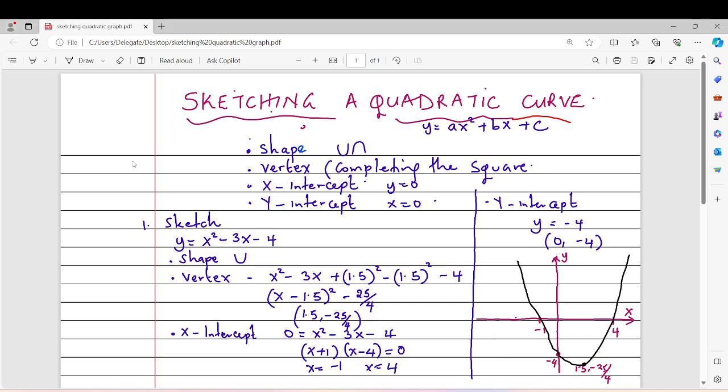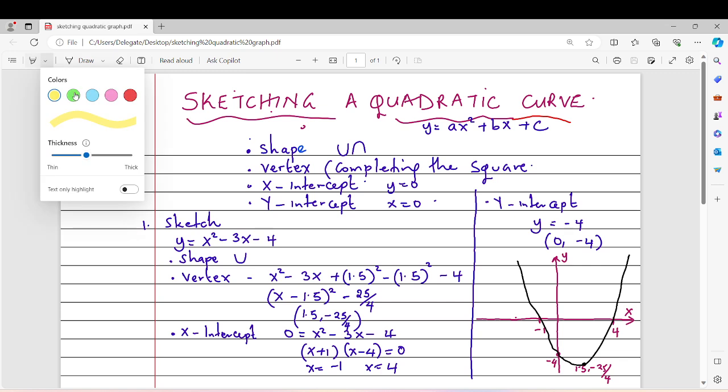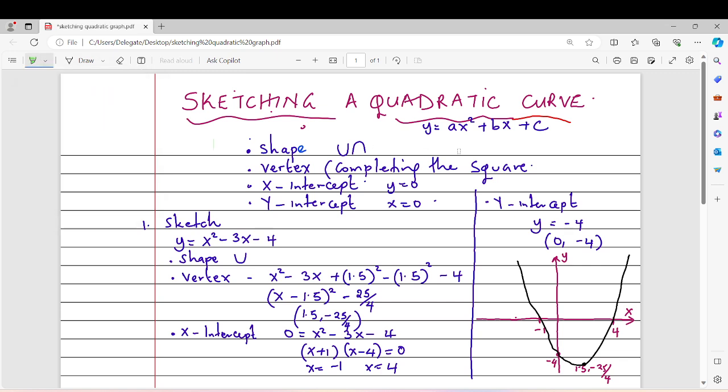Today, we are going to sketch a quadratic curve. First of all, you must know the general form of a quadratic expression, which is ax squared plus bx plus c. The a, the coefficient of x squared, tells us whether our curve has a minimum or a maximum. It actually tells us the shape of our quadratic graph, so before you start sketching, you must know the shape.